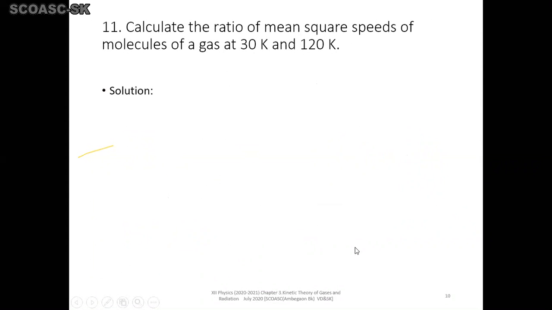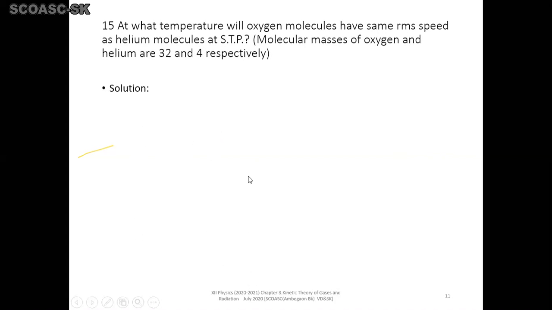Let me move on to the next slide. We are talking about calculating the ratio of the root mean square speeds of gases at 30 and 70 degree Kelvin. Now you know that the root mean square velocity is the square root of 3 RT by m. So 3, R and m are all constant. So your root mean square velocity is related to the square root of the temperature. If I put the values of the temperature, it comes out to be 1:2.